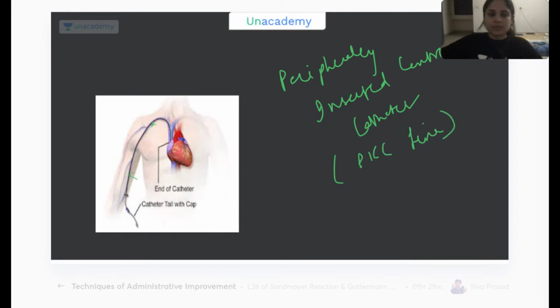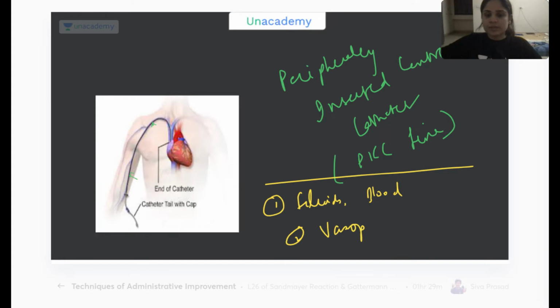Okay, now can you tell me 2-3 uses of the PICC line? Just like your central line, it has similar uses. What can I give from this PICC line? I can give fluids. I can give blood and blood products. Okay. Second thing is, if I want to start vasopressor infusion, it is directly going into the right atrium. So I can give vasopressor infusion. It will act very quickly from this PICC line as compared to a peripheral line taken on the dorsum of the hand. Okay. All right.